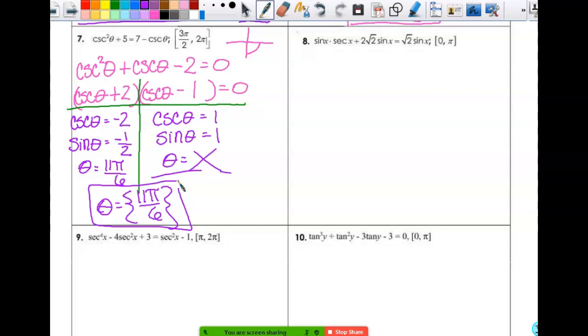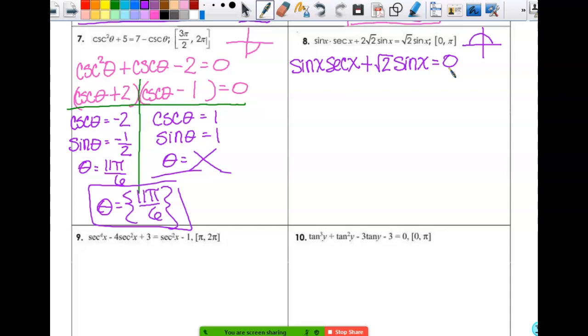So let's look at number 8. I'm going from 0 to pi, so I'm going to go ahead and put that on there. And let's see. I think I want to move everything to the left because I just have one thing to move there. And so this is going to give me sine x secant x plus, so I have 2 square roots of 2 sine x. Here is just square root of 2 sine x. So when I subtract it over there, I'm left with square root of 2 sine x equals 0.